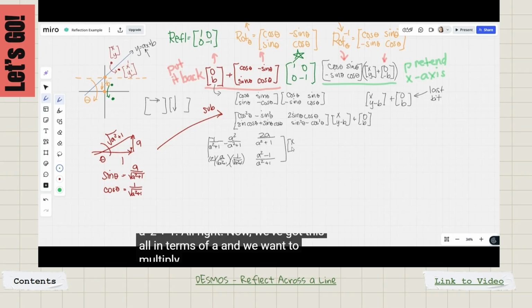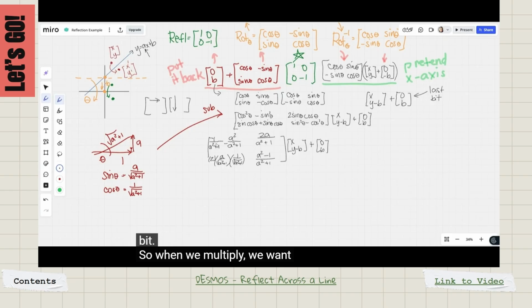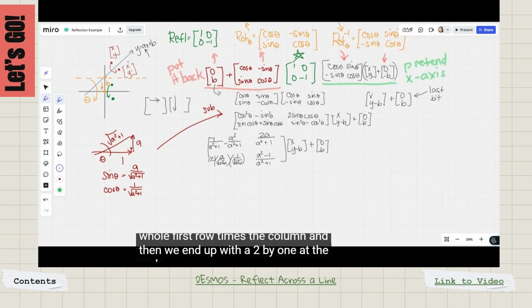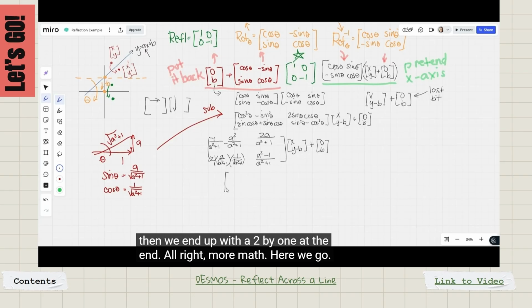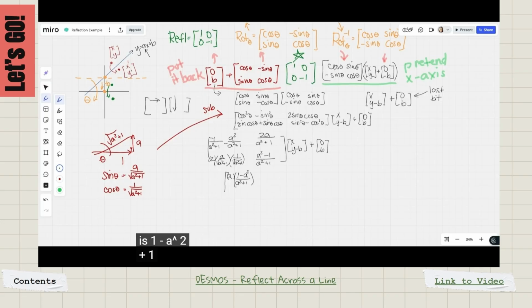And we want to multiply this by y minus b and a little bit. So when we multiply, we want to take the whole first row times the column, and then we end up with a 2 by 1 at the end. All right, more math. Here we go. So now I've got x times all of this. Remember, all of this is simplified right here. So instead of a squared minus 1, this is 1 minus a squared over a squared plus 1.